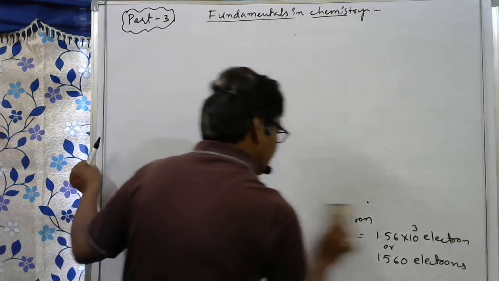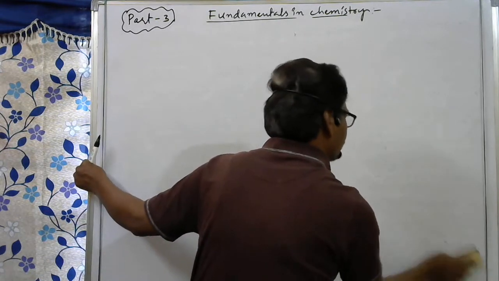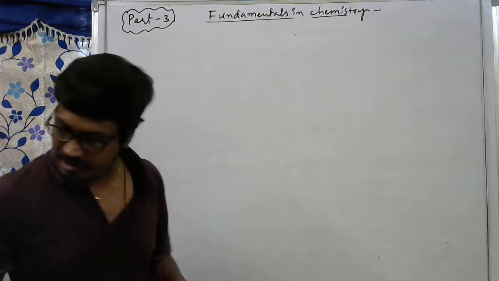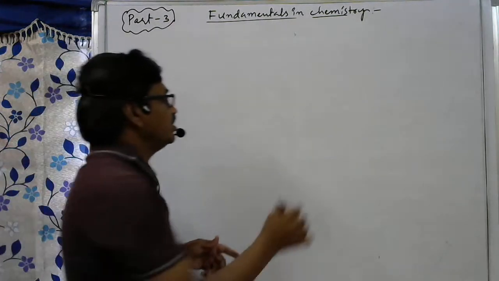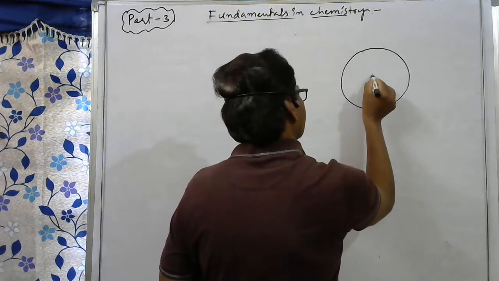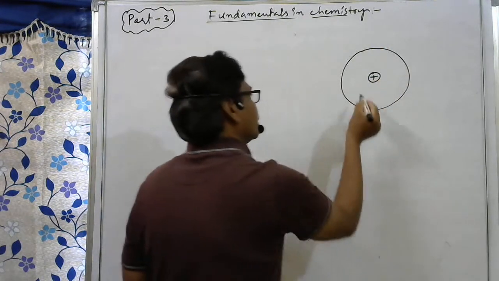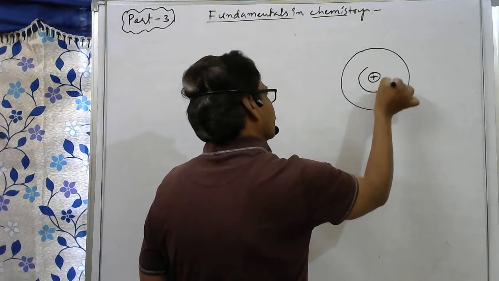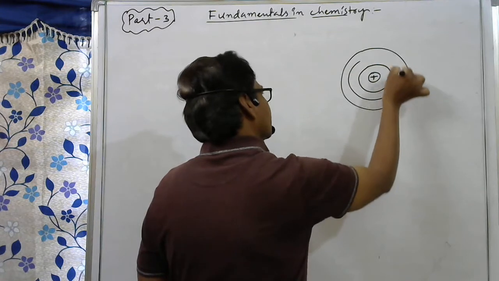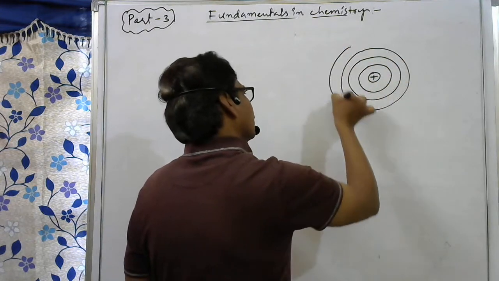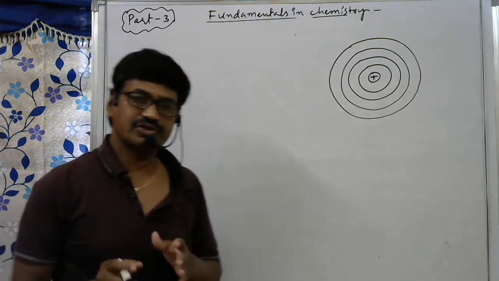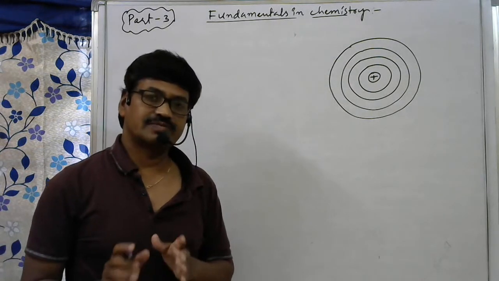In the first class I gave the shape of the atom. We have to assume atoms are in spherical shape. This is an atom. Here, this is the nucleus. Around this, we have shells. This is the first shell, this is the second shell, this is the third shell, and this is the fourth shell. Like this, we have shells.